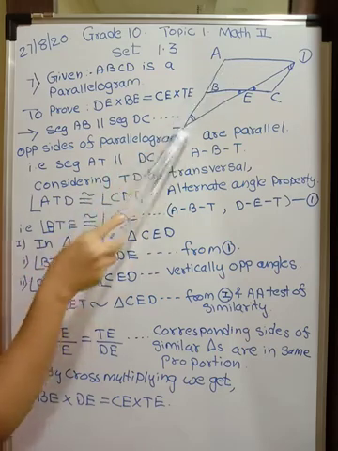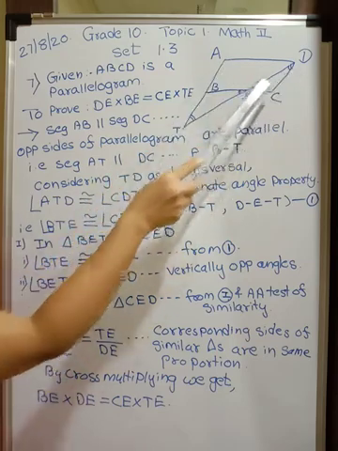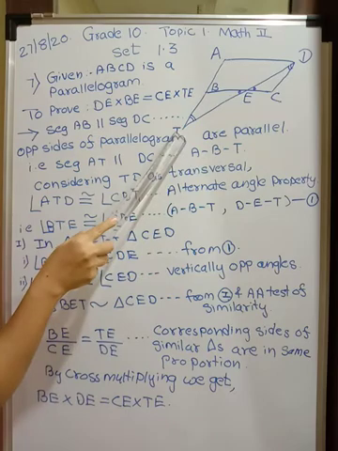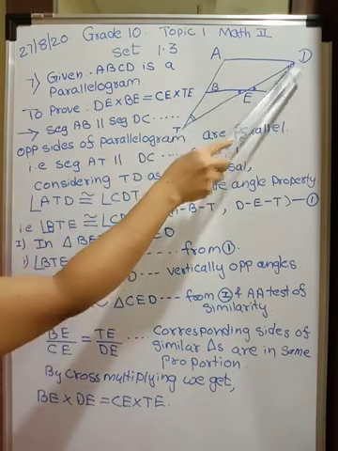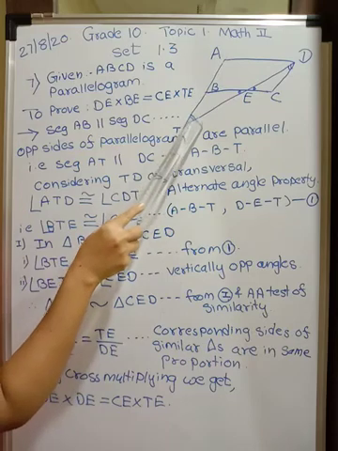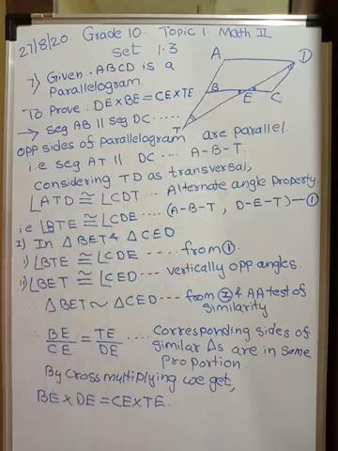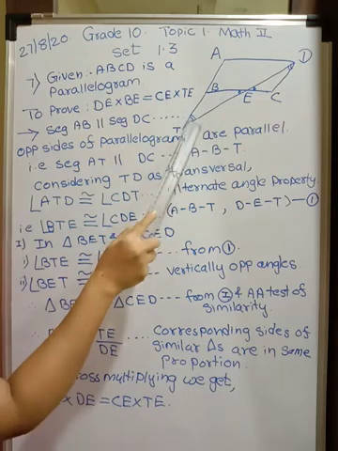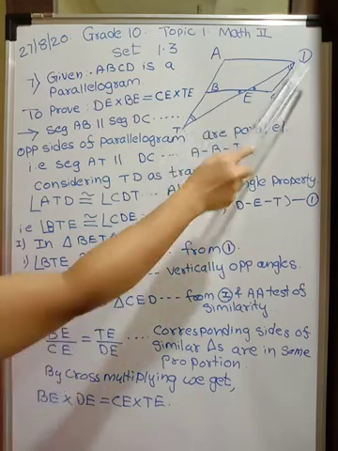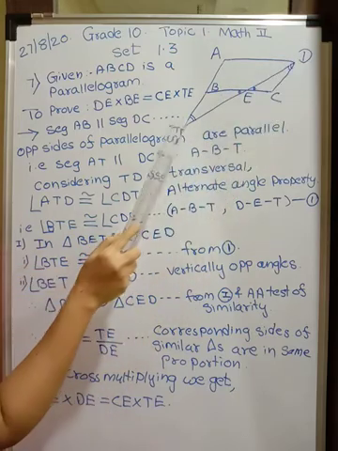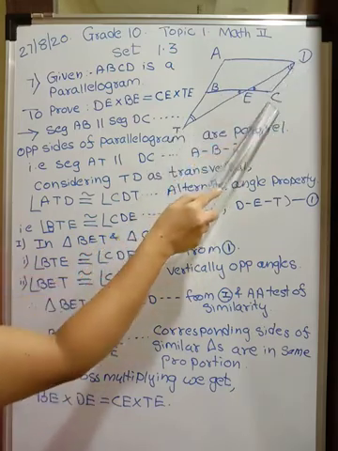Now if we consider these two parallel lines and consider DT as a transversal, you can see this Z. Look at this Z where I have marked these two angles. So these two become alternate angles, and as per the alternate angle property, if lines are parallel, alternate angles are congruent. So we have angle ATD equal to angle TDC.